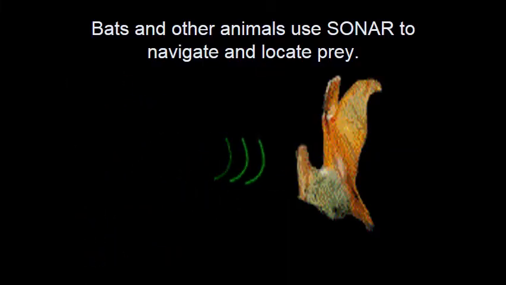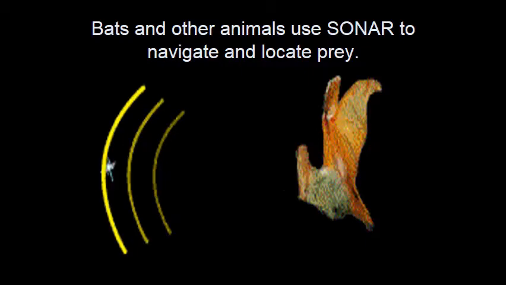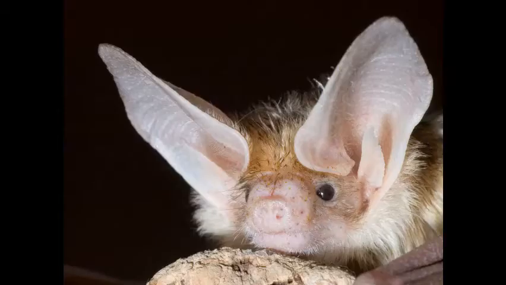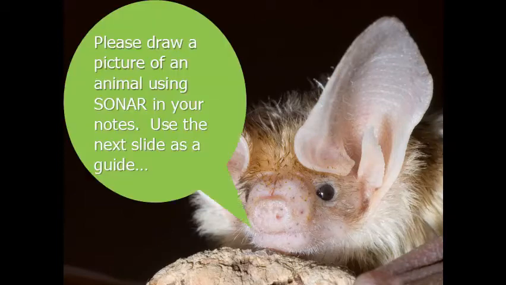So now bats and dolphins and whales and animals like that, they use sonar too, but we call it something else when it's an animal. There's a nice looking bat there. See, bats aren't so bad. They're kind of cute, sort of.